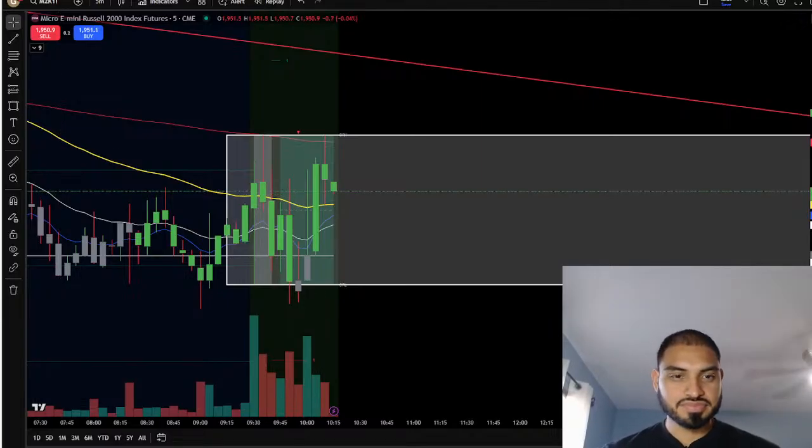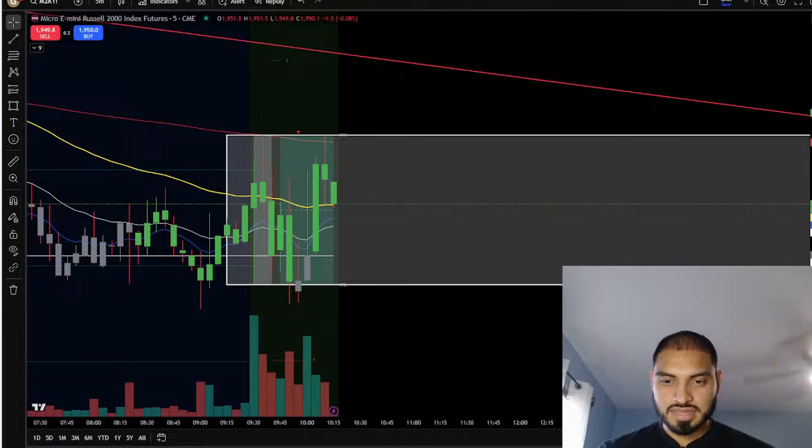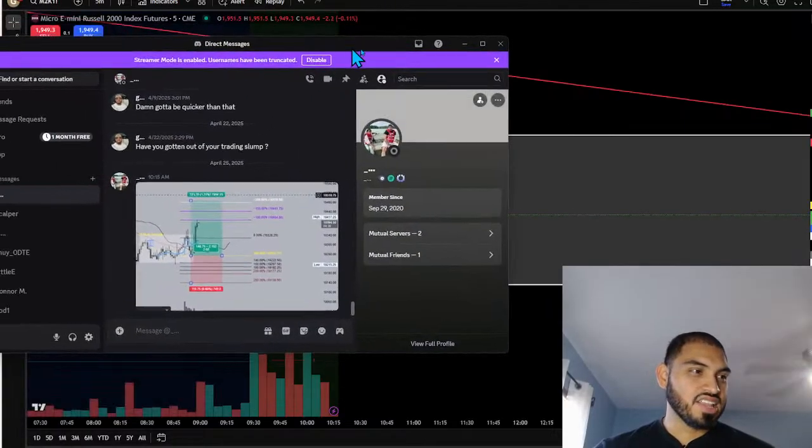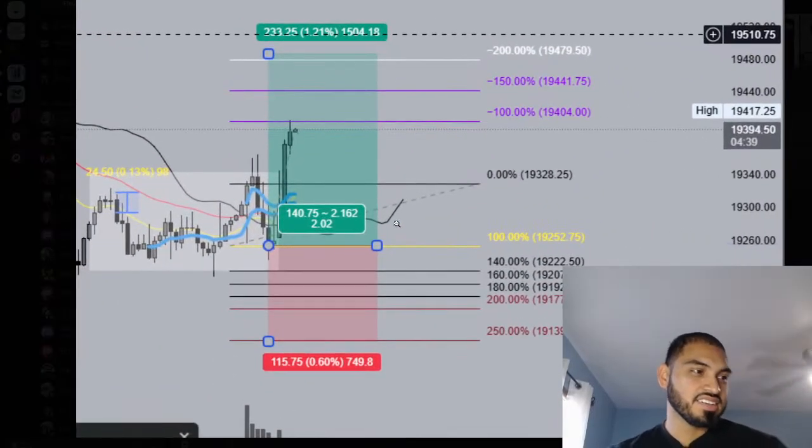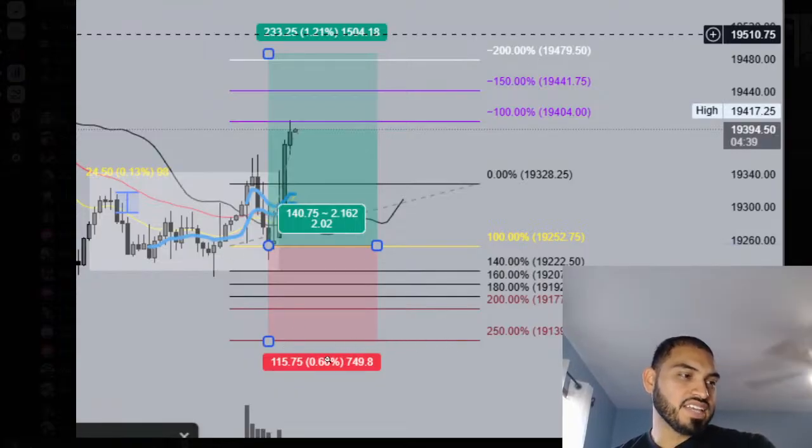You sent me a picture on Discord? I don't see it. Oh, there it is. Let's take a look over here, my boy. We're gonna see. Oh, your stop loss would be down there. Okay, so you're entering on the 100 retracement over here, right? And your stop loss would be at the 250, if I'm correct.